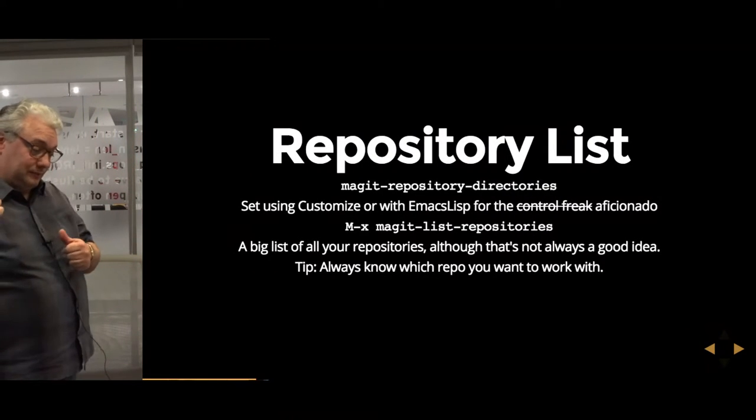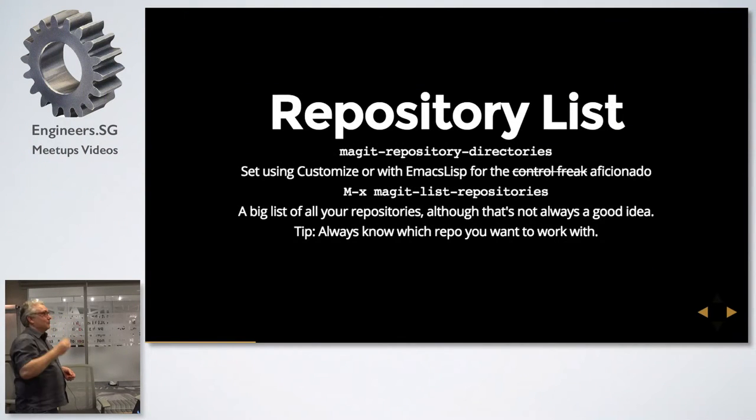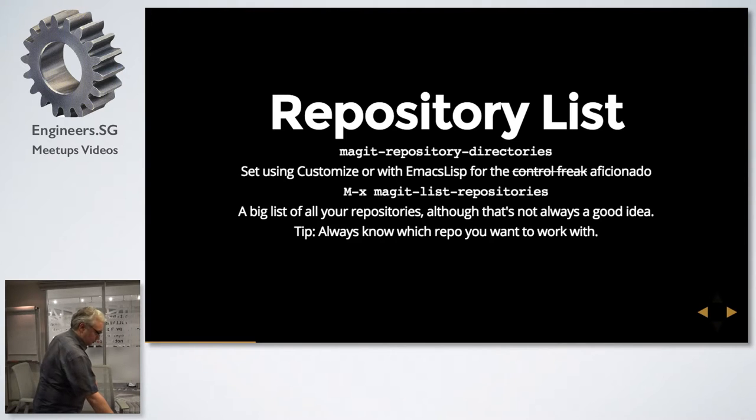So, the repository list that I mentioned. You can set this up just by using the customize screen, which is an attempt at a GUI-ish click and fill in the forms kind of config thing for Emacs, which is fine. For the aficionado, you can actually set it up with Emacs Lisp, but probably that's a talk for another time. But you can get a big list of all your repositories, and if you have many that aren't in sync, it's not only going to hit all the repositories and list them, but it's also going to check upstream with everything and then show you how many up and down you're out, which is kind of useful. Not for me, but maybe for some people it's something you want to be in touch with. But my tip is always know which repository you're supposed to be working with.